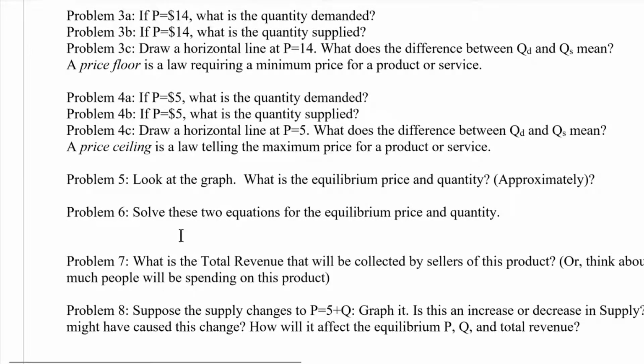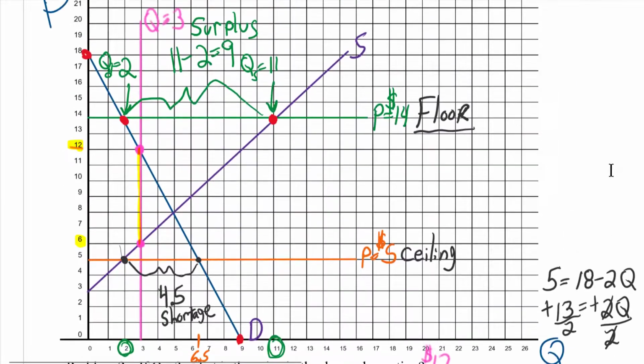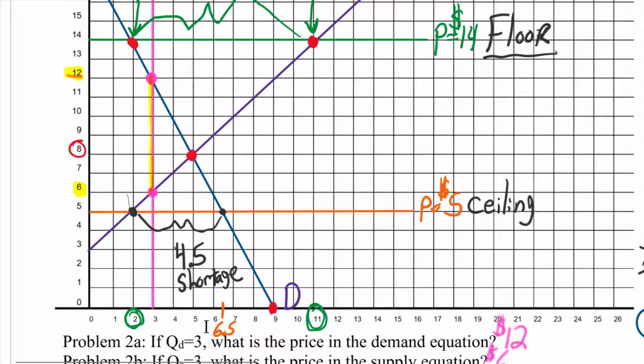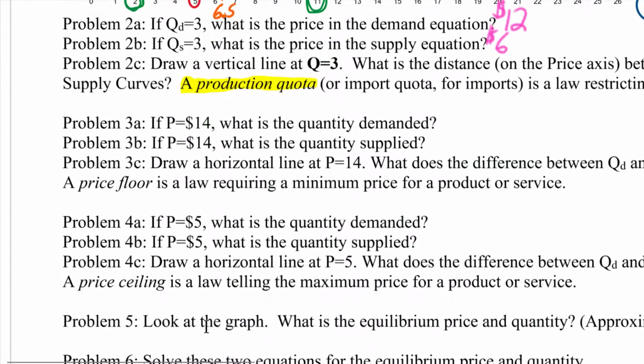Okay, problem number 5. Look at the graph. What is the equilibrium price and quantity, approximately? Now I say approximately because until we verify it mathematically, we don't really know that that's the answer. We can just say that it looks like it's the answer. So here, this equilibrium looks like it's at a price of $8 and a quantity of 5 units. So equilibrium price of $8, quantity of 5 units. Let's write that down.